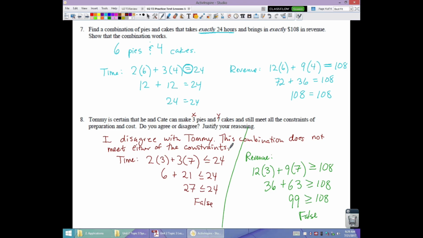Okay. Now, if you tried time and it did work, that doesn't mean you should agree with Tommy. You still have to check the other one. So if you're going to agree, you have to try it in both. If you're disagreeing, one might be enough. If the first one you try is already a false statement, then you can stop and say, yep, Tommy, you're wrong.